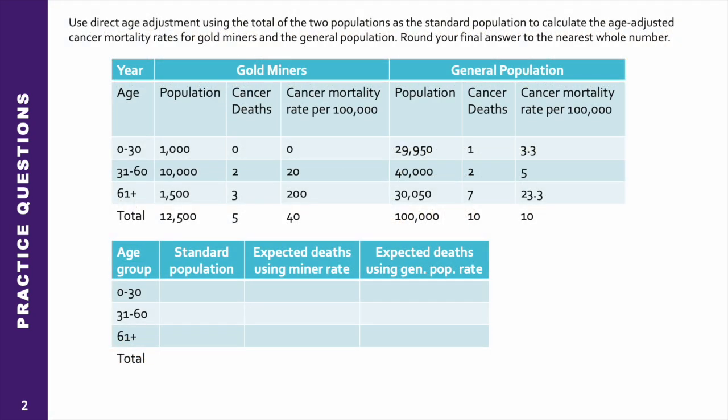Use direct age adjustment using the total of the two populations as the standard population to calculate the age-adjusted cancer mortality rates for gold miners and the general population. Round your final answer to the nearest whole number. Remember that direct age adjustment is one of the techniques we talked about for standardizing the rates from two different populations to a common age structure. This allows you to make a comparison between the two populations.